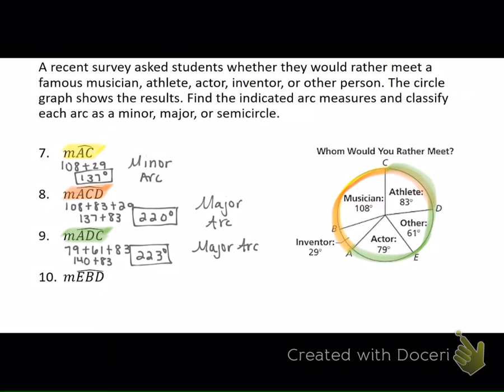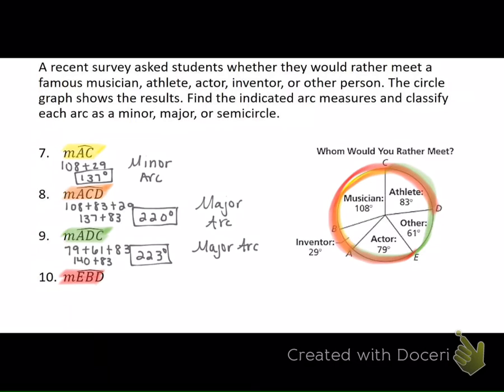Okay, E, B, D. EBD. B must be in the center of that. So that is a long way around. Cameron, how would you find EBD? There's two ways that you could do it. One way might actually be quicker than the other. Add them all up. Yeah, you could add 79, 29, 108, and 83.